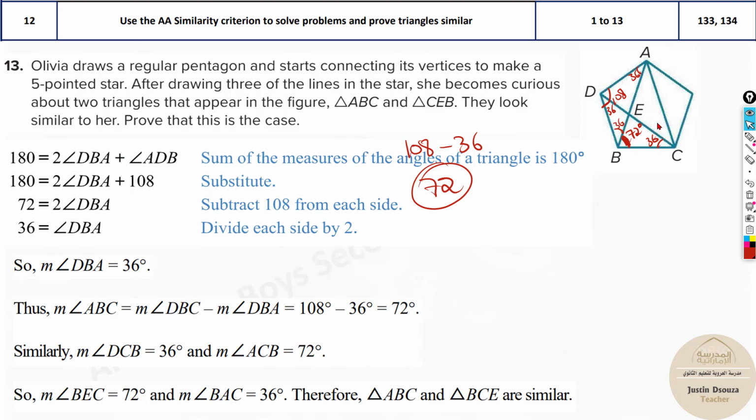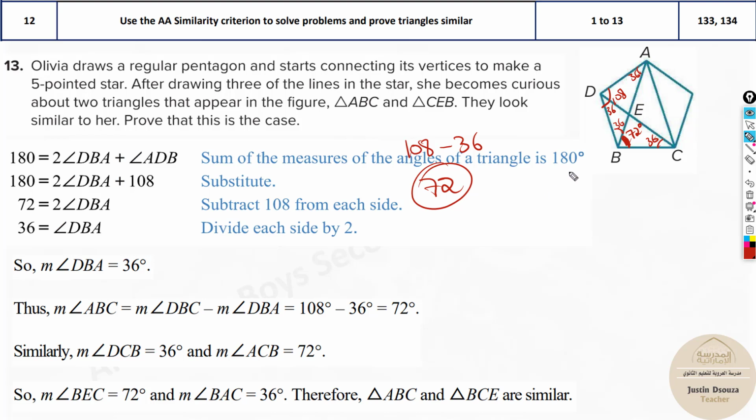And now we have enough information, don't you think? Why enough information? Because here we know, look at this, ABC, and what do we need? CEB. Where is CEB? This one. We know both the base angles of CEB. So we know all the three angles over here. So let's find this angle. What is that angle over here?